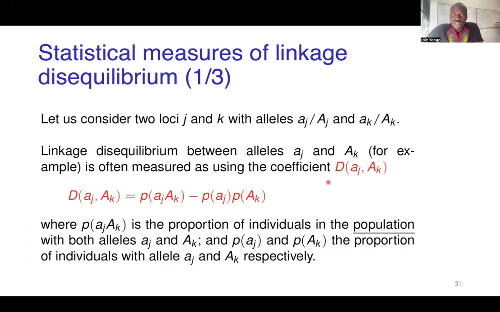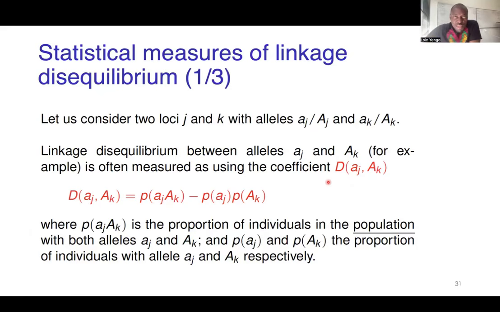So let's now introduce a statistical definition of linkage disequilibrium. So now we're going to consider two loci. We have locus J and locus K, and assume that at these loci we have two possible states. We have the small a and the capital A state. So we have the small a_J and the capital A_J possible alleles at locus J, and we have the small a_K and the capital A_K alleles that exist at locus K, right?